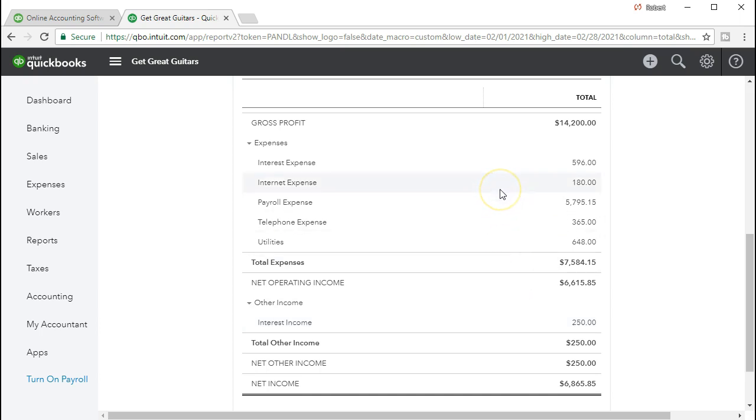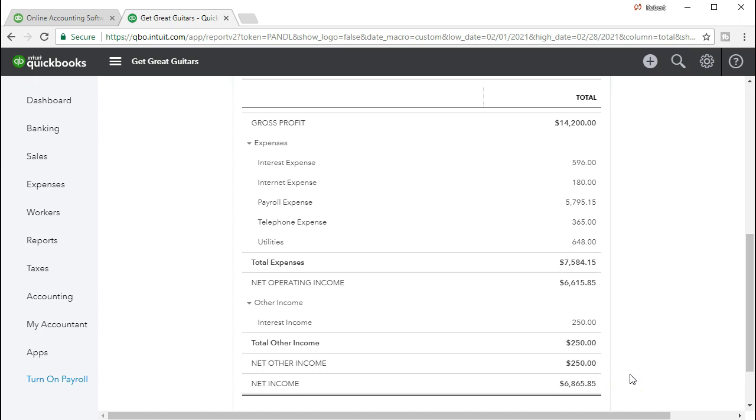Now the interest expense probably could be down there as well, but we're just going to follow the format of the problem as it is shown here. So that's going to give us then our net other income and our net income for the month here. So this is going to be our total.